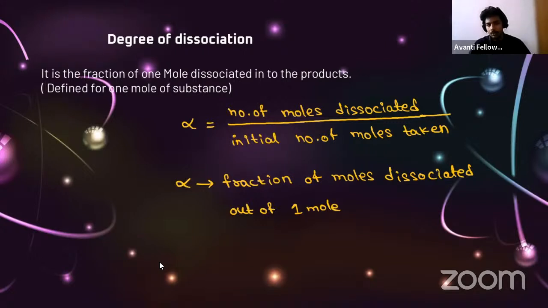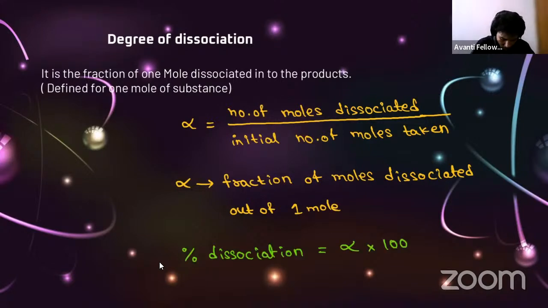Simple. Remember, the degree of dissociation is for 1 mole of the compound itself. And by knowing alpha, we can say, if you take n number of moles also, how many moles of the compound will be reacting. If they ask you percentage dissociation, directly multiply alpha with 100. Simple.